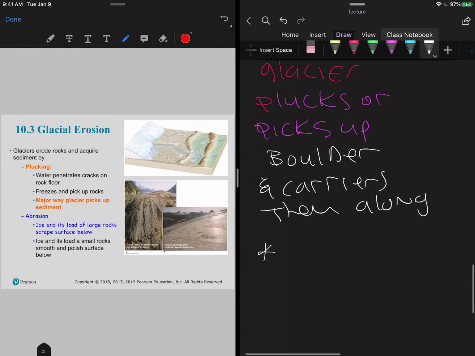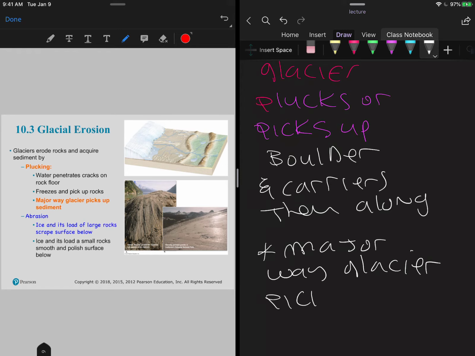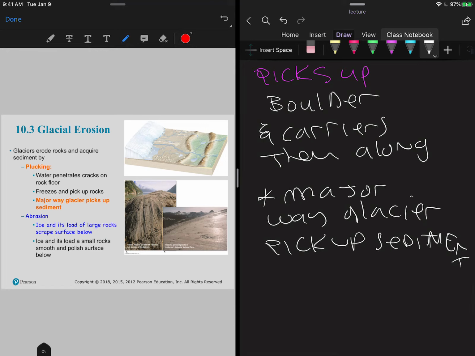So you may receive a question like this: what is the main way that glaciers pick up sediment? So the major way that glaciers pick up sediment is through this same process of plucking.